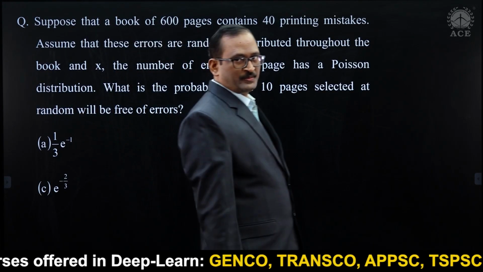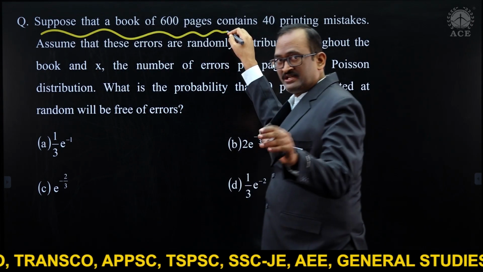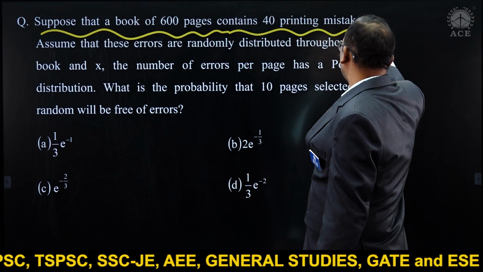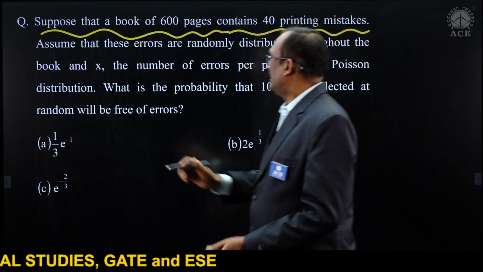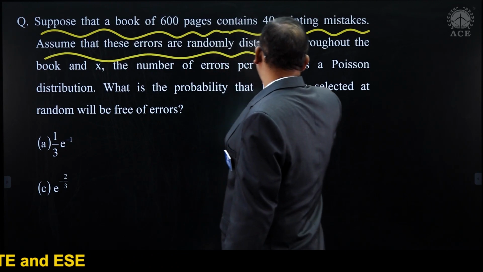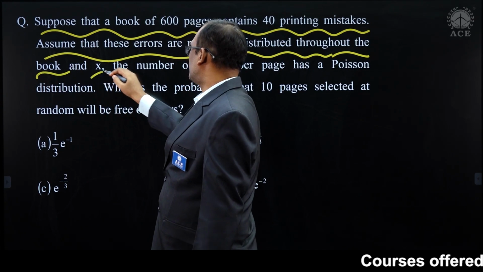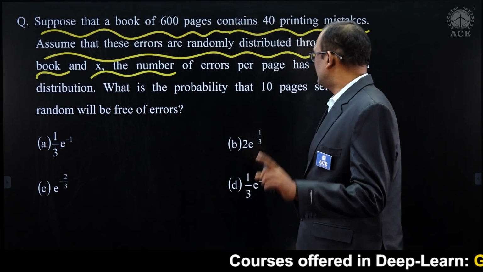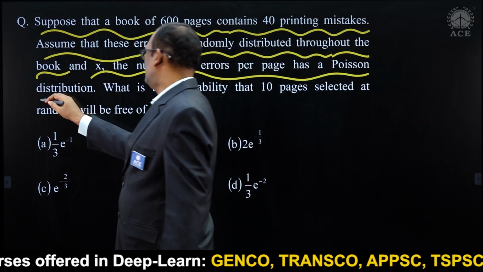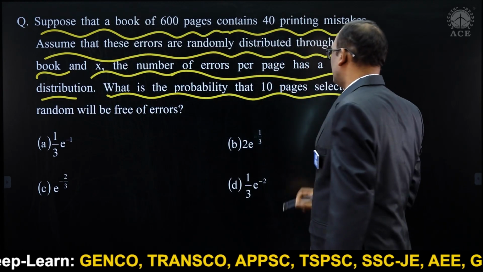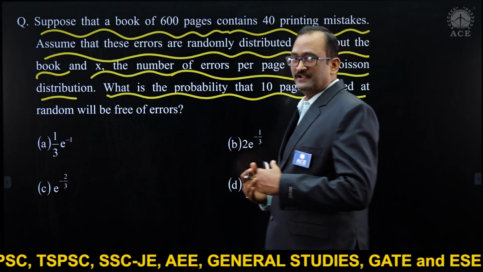Now you read the given problem. Suppose that a book of 600 pages contains 40 printing mistakes. 600 pages book will have 40 printing mistakes. Assume that these errors are randomly distributed throughout the book. And you are asked to assume that x is number of errors per page, and it has a Poisson distribution. What is the probability that 10 pages selected at random out of 600 pages will be free for errors?